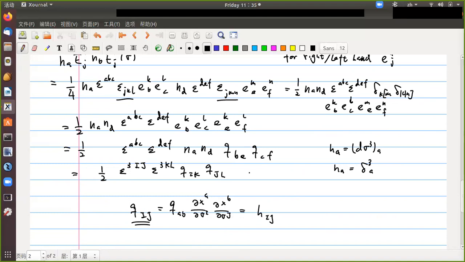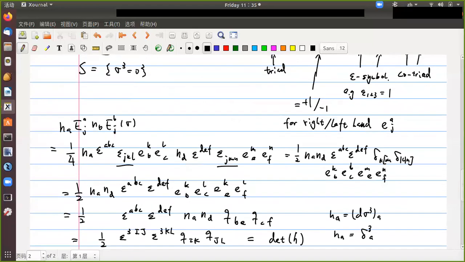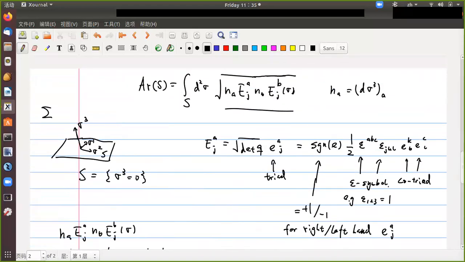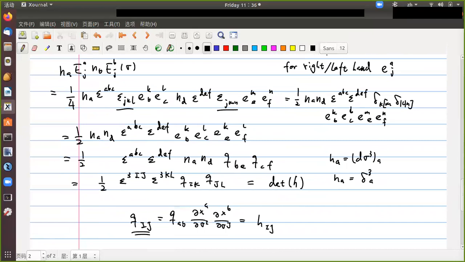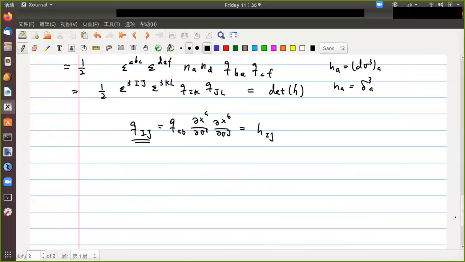And then this result, epsilon 3ij, is just the two-dimensional epsilon ij. And this is just the determinant of h. This is nothing but calculating the determinant. All right, so now you can see that the quantity inside the square root is just the determinant of h in the sigma coordinate.